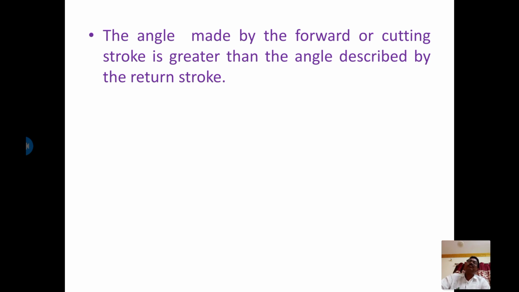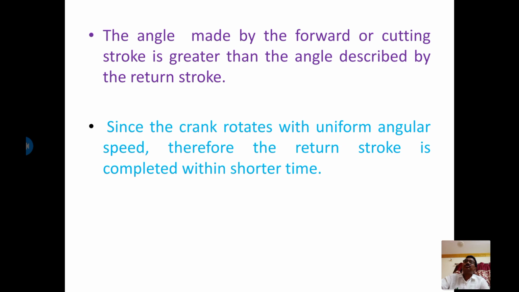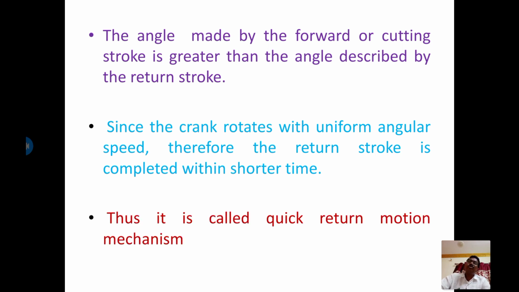The angle made by the forward or cutting stroke is greater than the angle described by the return stroke, as you can observe from the figure. Therefore, in the return stroke, the crank rotates with uniform angular speed, so the return stroke is completed within a shorter time. That's why it is called a quick return motion mechanism.